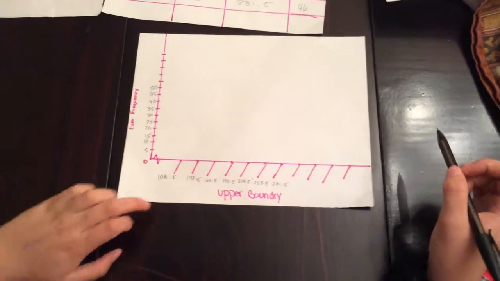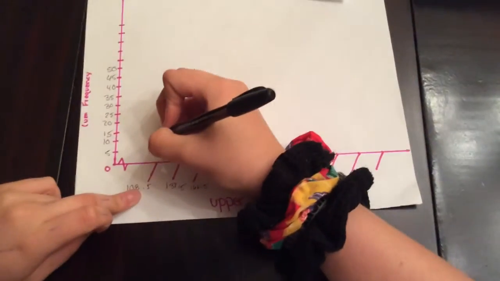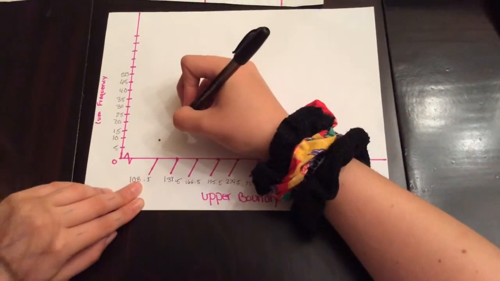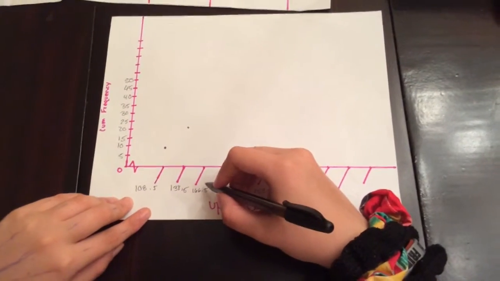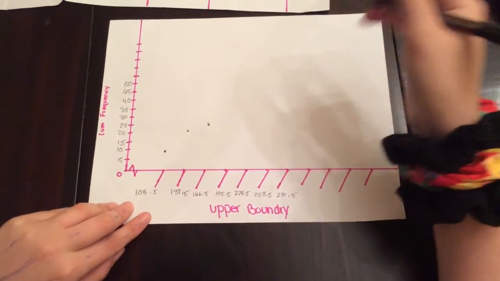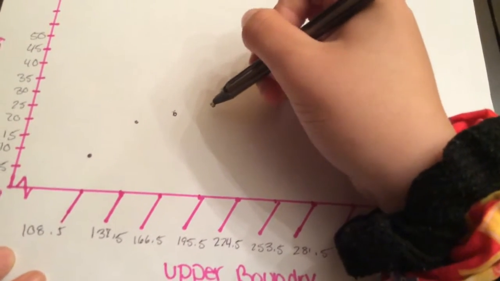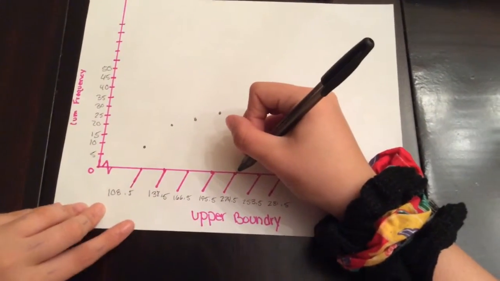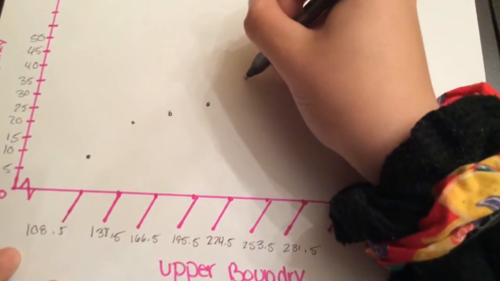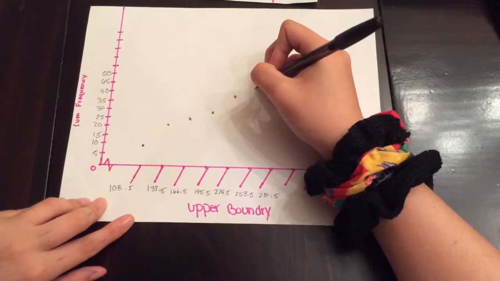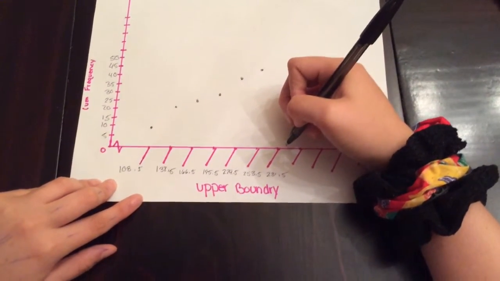Okay, and now you're just going to plot. So 108.5 and 8, 137.5 and 21, 166.5 and 23, 195.5 and 32, 224.5 and 42, 253.5 and 44, and 281.5 and 46.